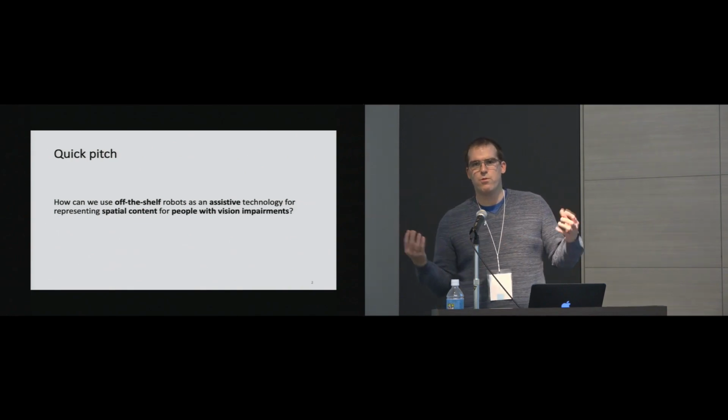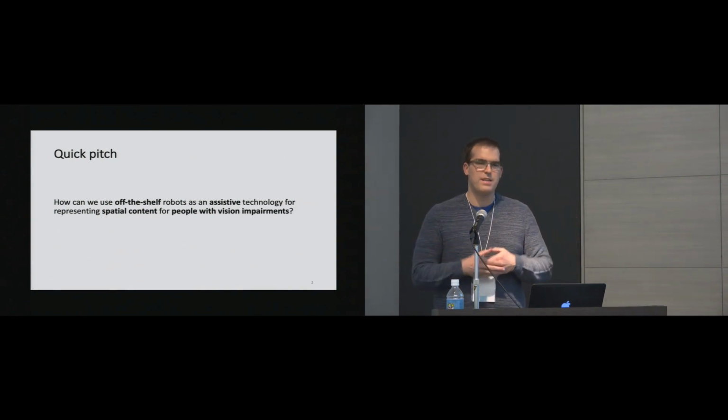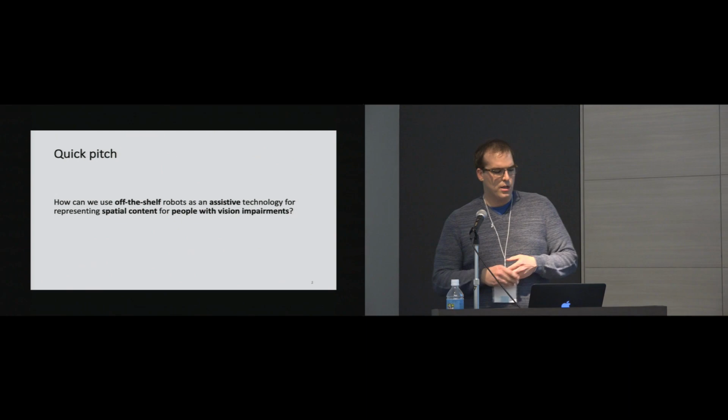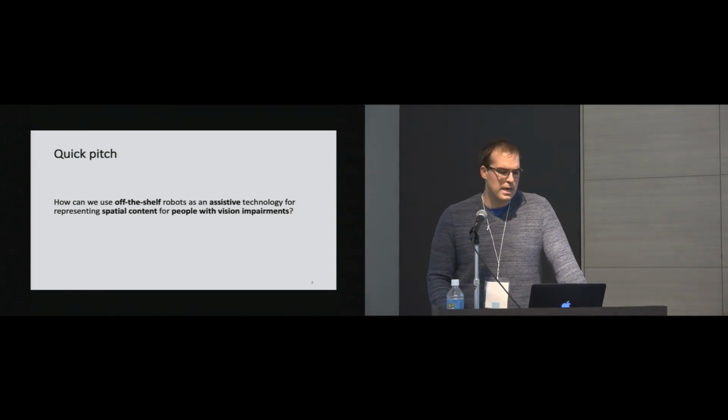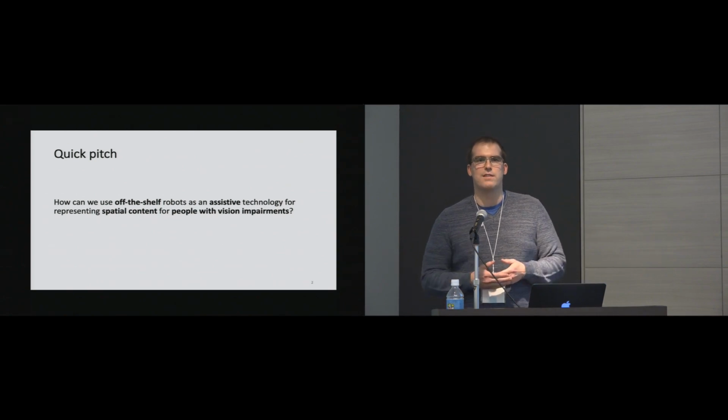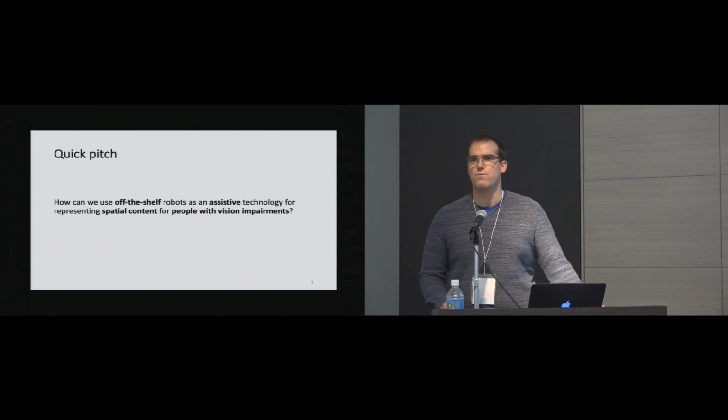So the overview or quick idea here, in this work we set out to answer the question, how can we use off-the-shelf robots as an assistive technology in representing spatial content and relationships to individuals with vision impairments.